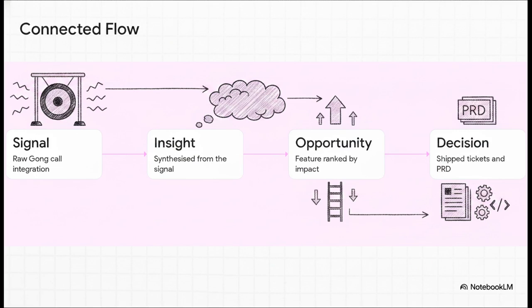And finally, that opportunity connects to step 4, the final decision, tying in the product requirements document you wrote and the actual engineering tickets that got shipped. So you end up with this completely unbroken chain of context, from the initial customer quote all the way down to the shipped code. It's pretty amazing.